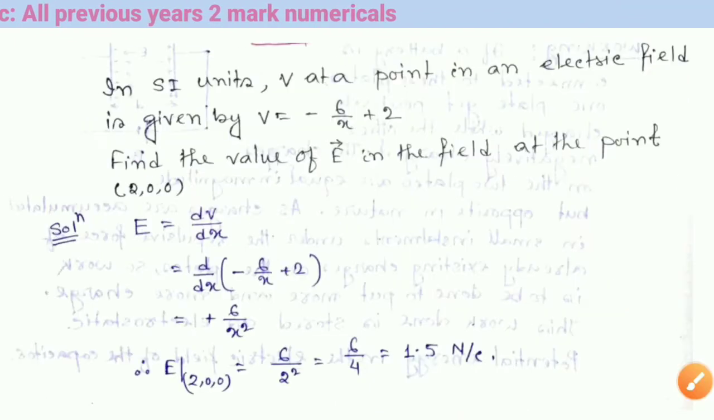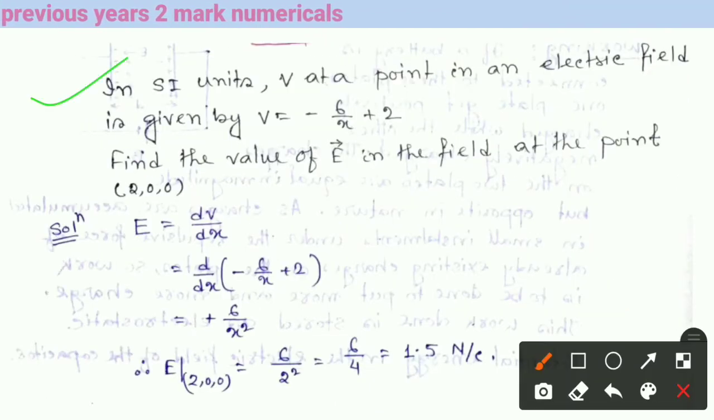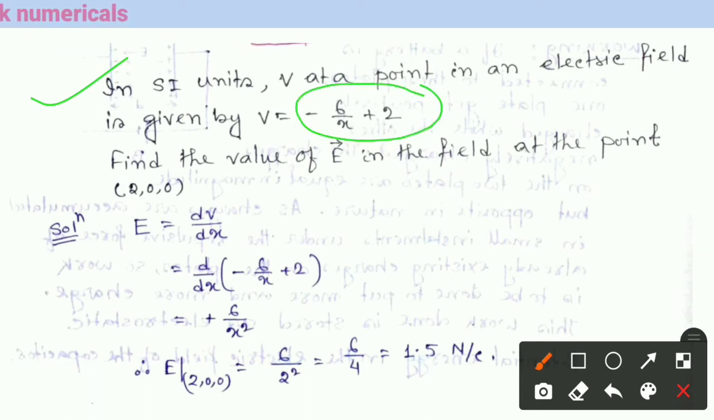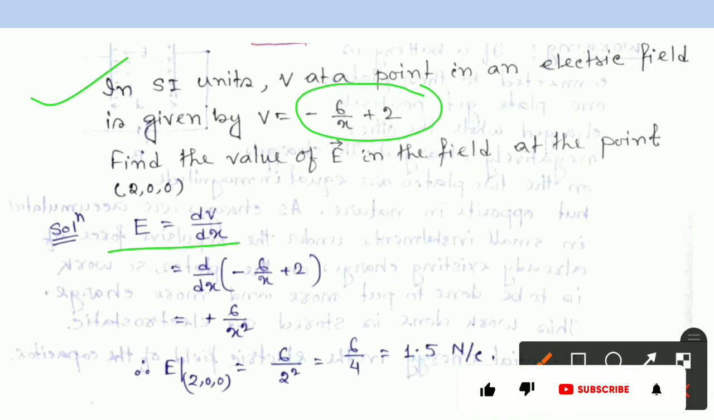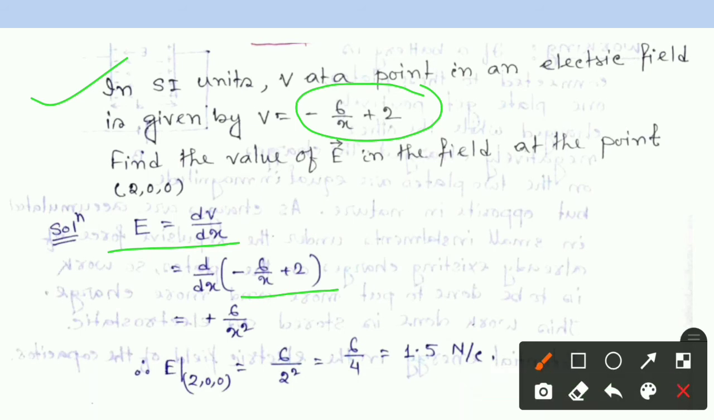Next question is, in SI units, V at a point in an electric field is given by V equals minus 6 by x plus 2. Find the value of E in the electric field at the point (2, 0, 0). So we know that E equals minus dV by dx. Now putting the value of V, d by dx of minus 6 by x plus 2. After differentiating, we will get 6 by x square.